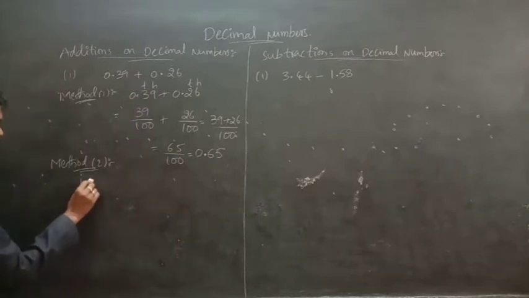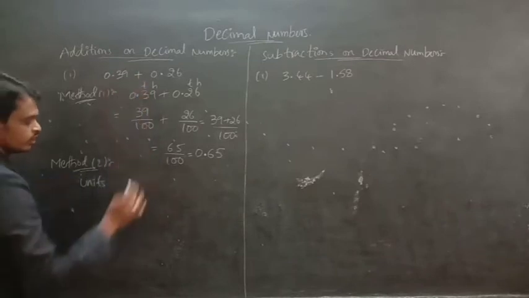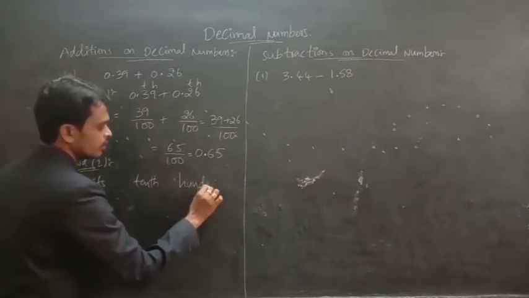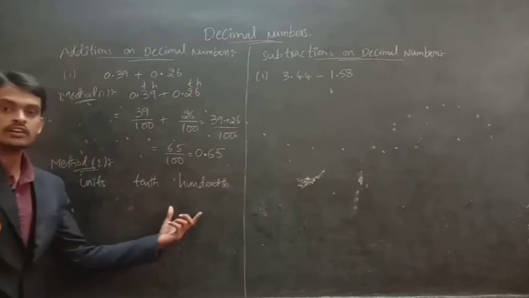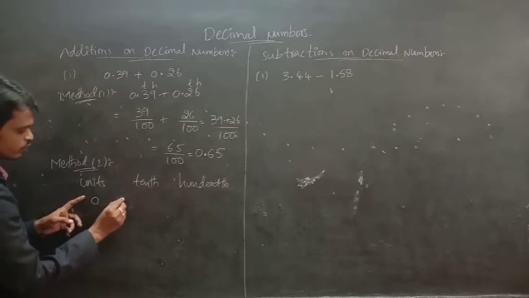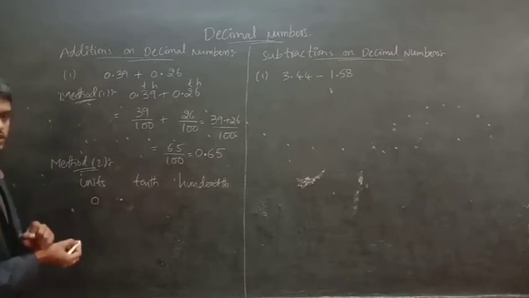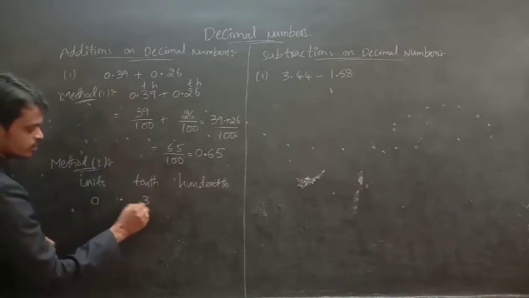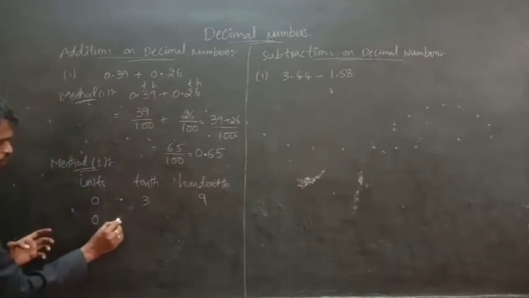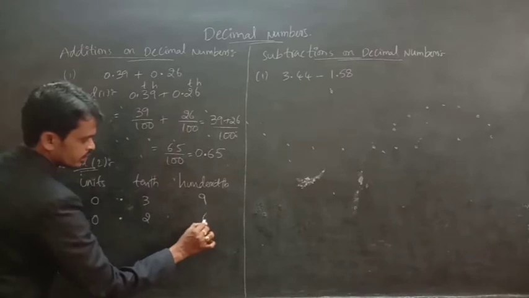So here we first write units or ones, after the point the tenth place, after that the hundredth place. The units place is 0. Between the units place and the tenth place we keep the decimal point. The tenth place is 3 and the hundredth place is 9. In the same way, 0, after the point the tenth place is 2 and the hundredth place is 6.